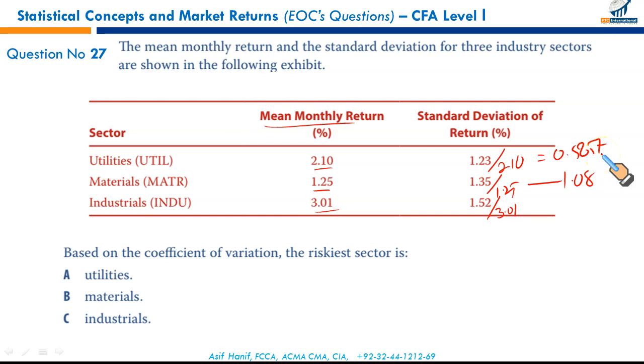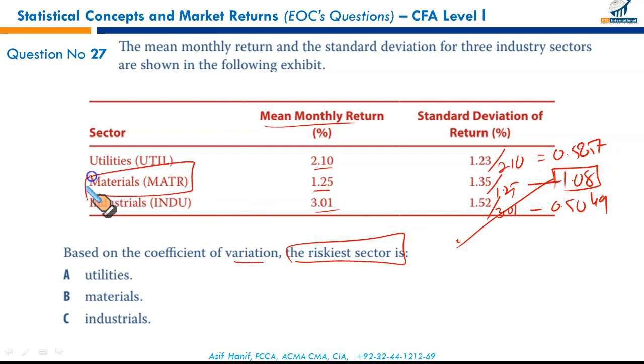1.08 per dollar of return, per $1, or per 1% of return. 3.01 divided by 1.52 gives you 1.50. Then 1.52 divided by 3.01 is 0.5049. Now, based on the coefficient of variation, the riskiest one would be the one with the highest result, materials. This is the industry with the highest risk, and that makes B your correct option.